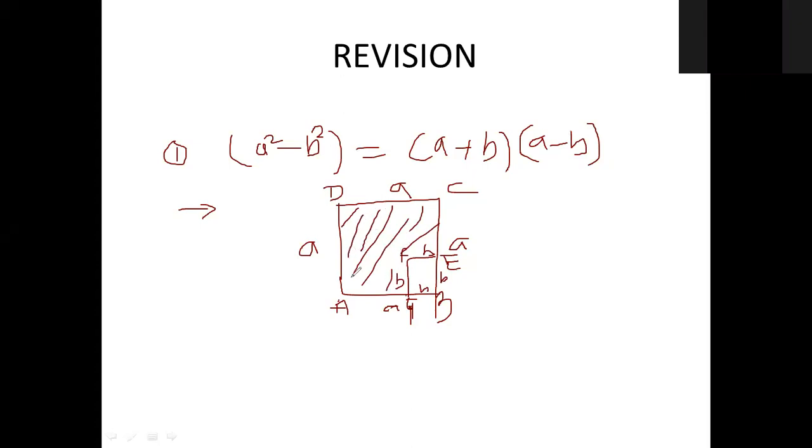What is the area of this shaded part? From the big area, what was the area of the big square here? A square minus B square. Yeah, that was the first one. Look at the area of the big square A, B, C, D. We are finding the area of the shaded region. Shaded region equals what will be here?